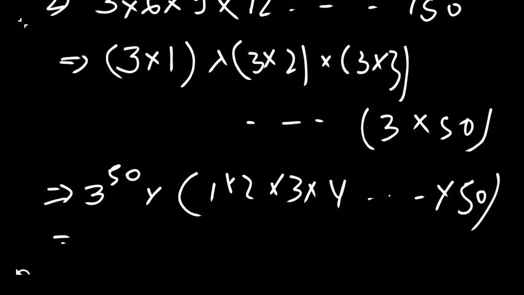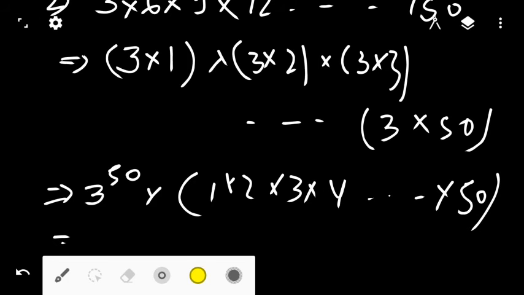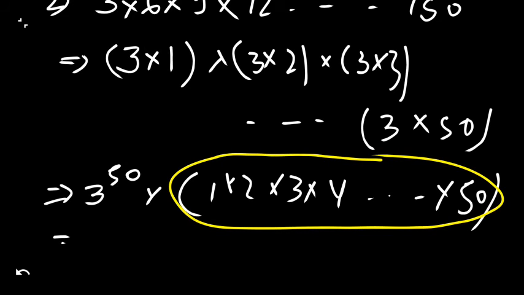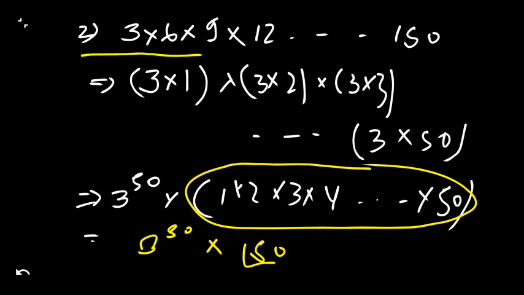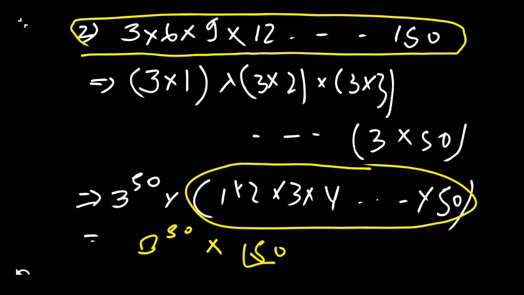So what is this expression here? This is just factorial 50. So this will be 3 to the power 50 multiplied by factorial 50. This expression can be represented in this way.